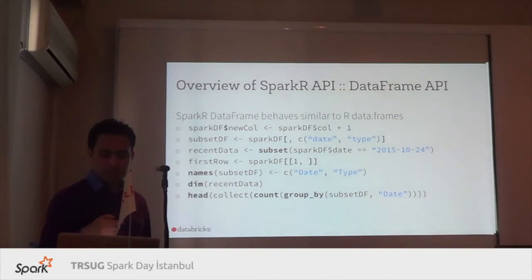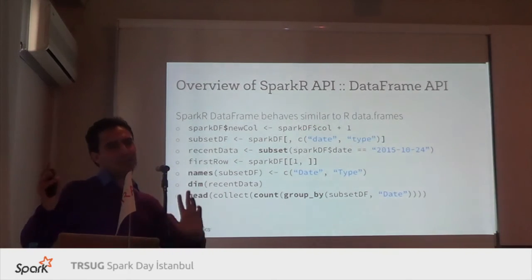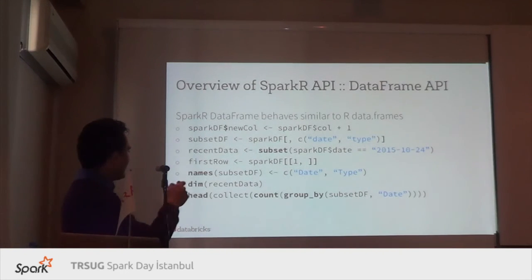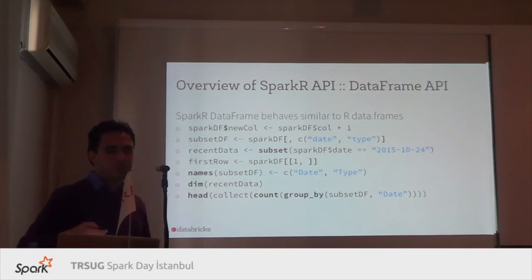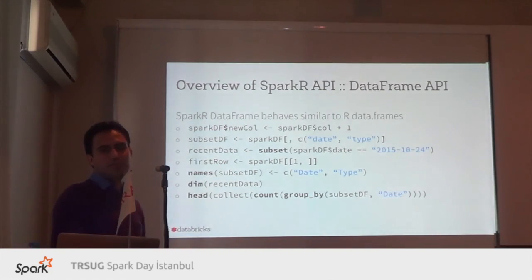The way this works, basically when you call dollar on a Spark data frame, you're calling a special function that is implemented by SparkR. And then when you call plus, that's also not an ordinary plus. That's a special plus that takes a column and an integer and then returns a column.